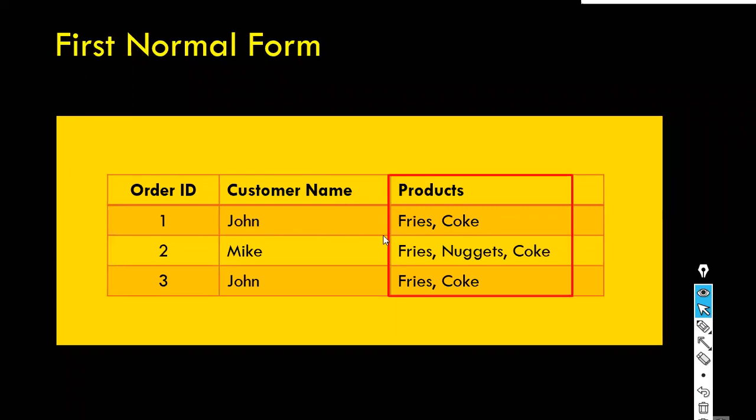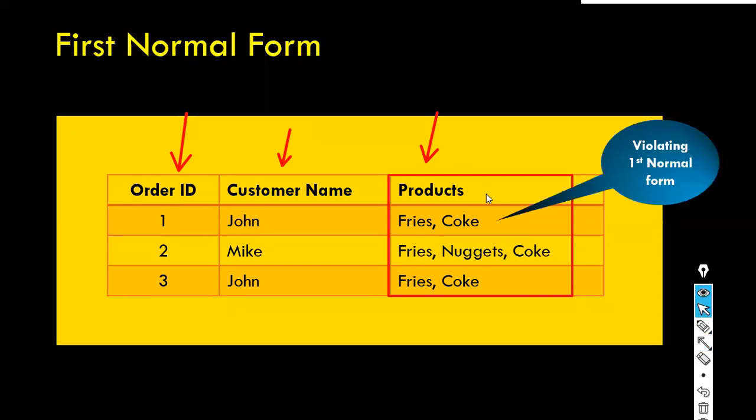The next one is partially following the first normal form, but the second rule is each cell should have a single value. Here we have a single value in this column. In this column also we can see a single value only, but in this column you can see more than one value: fries, comma, Coke, fries, comma, nuggets, comma, Coke. Each row must be unique, which was not there. By introducing a unique key column like order ID, we are able to address that first issue. And the second issue now is each cell should have a single value in it.